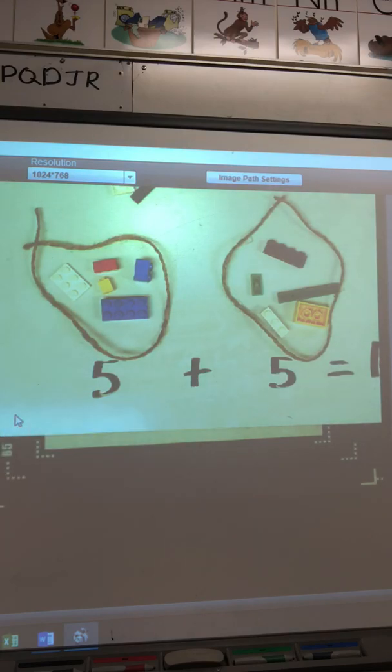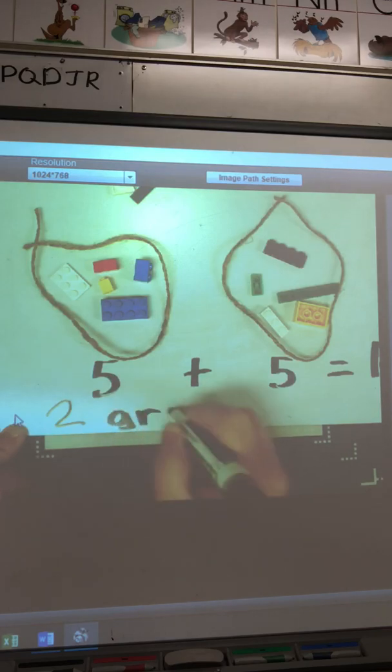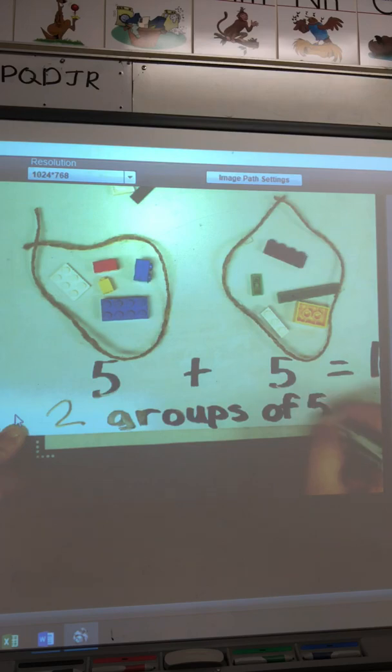Okay. Another way of writing this is, how many groups did I have? I have 2, these are my groups. Remember, the string is my group. 2 groups of what? 5. 2 groups of 5 give me 10, okay?